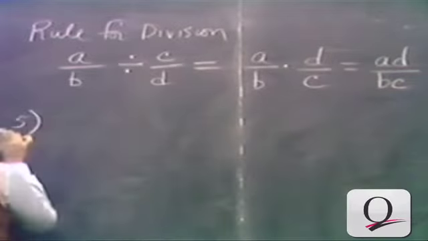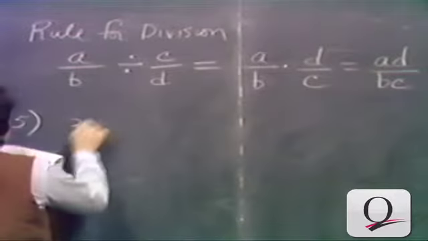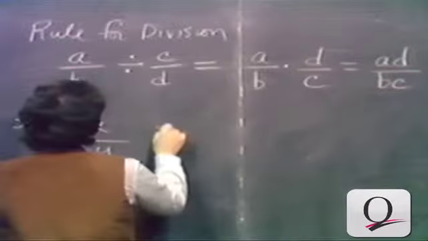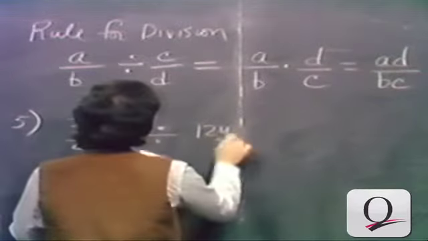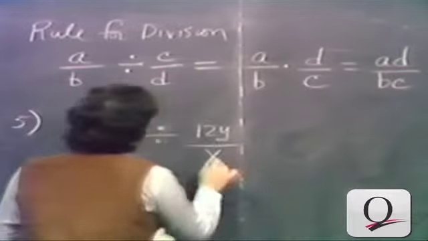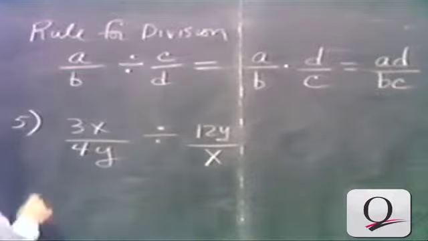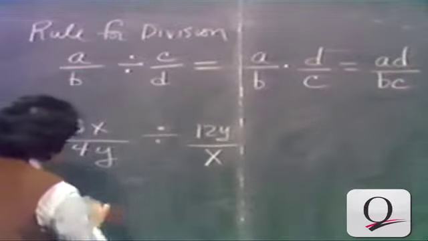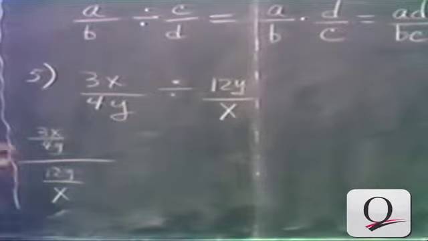Okay, example number 5. Do the following division: 3x over 4y, that fraction divided by 12y over x. Okay, this could also be given to you as 3x over 4y divided by 12y over x. It means the same thing. This fraction divided by this fraction.